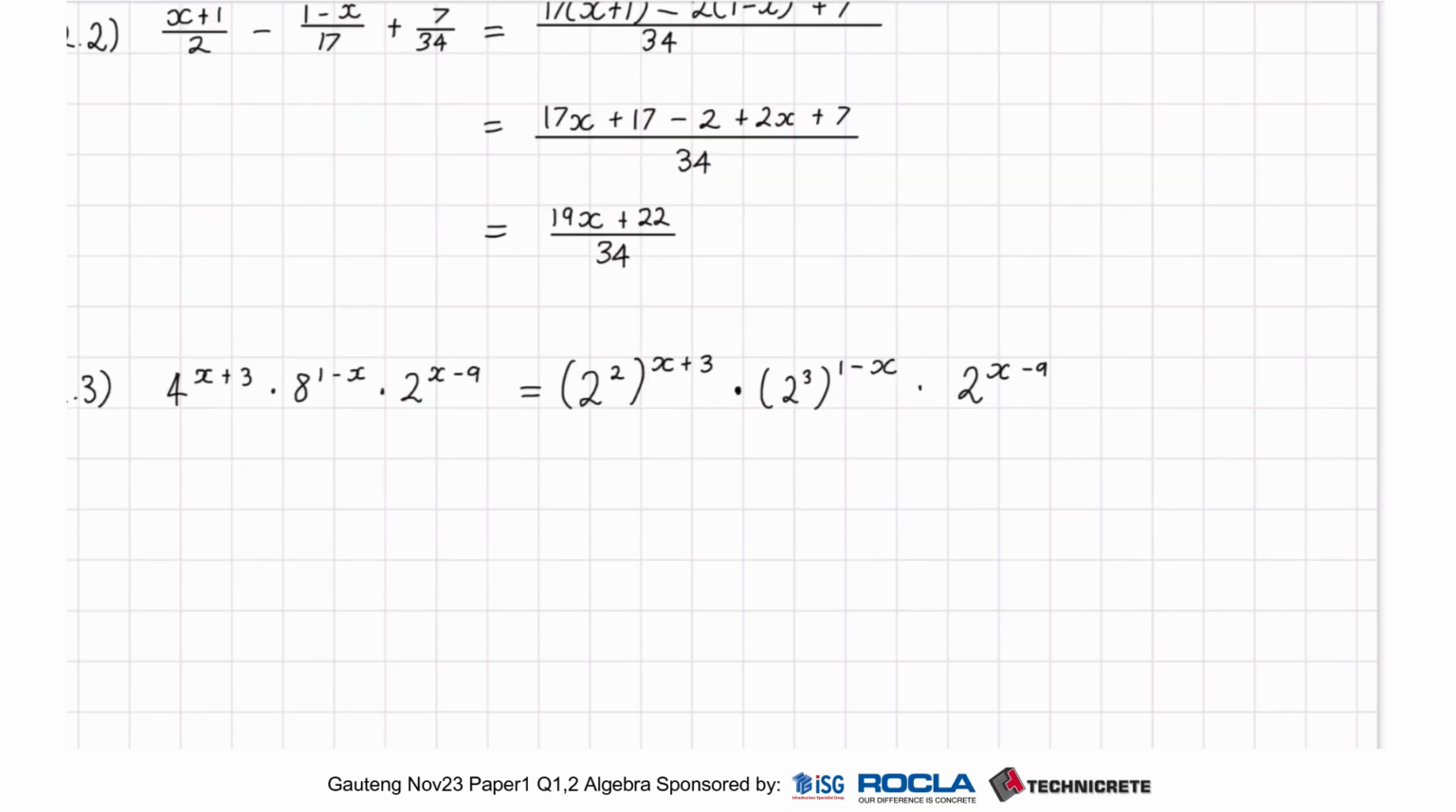And now that I've got exponents that are raised to other exponents, I can just multiply these. So I'm going to have 2 times x plus 3, and then for this one I'll have 3 times 1 minus x, and then this one just stays the same.